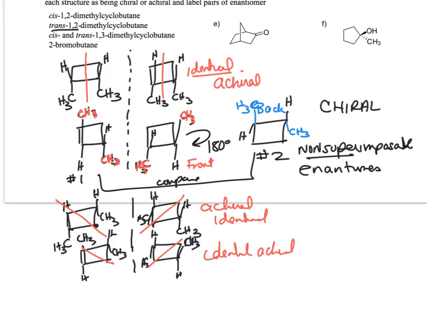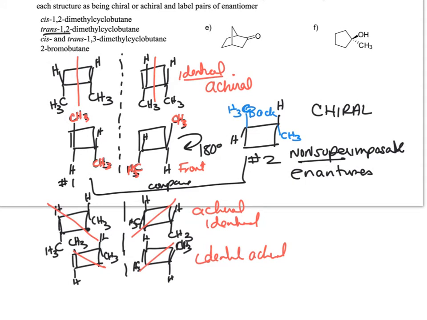The next one is 2-bromobutane. So draw out 2-bromobutane. 1, 2, 3, 4. 2. And you need to draw this with a stereocenter to really see it. You can draw the mirror image if you want. I think it's good practice.